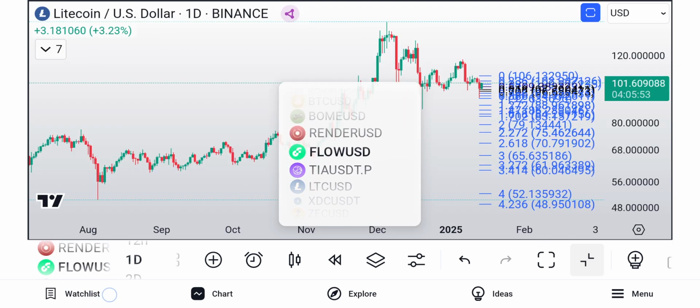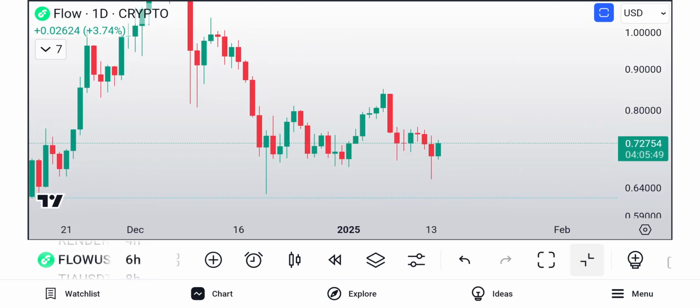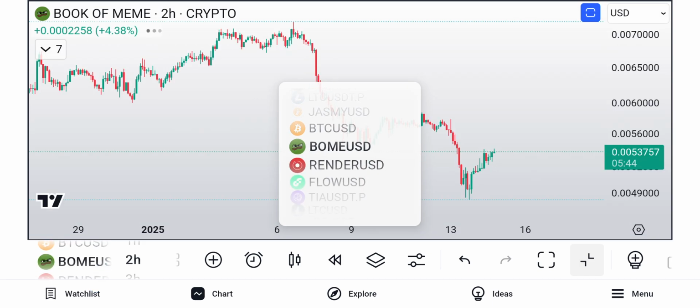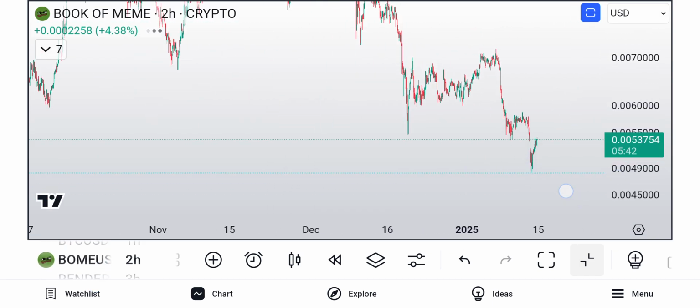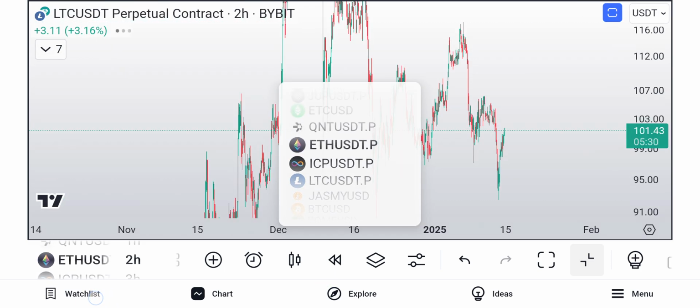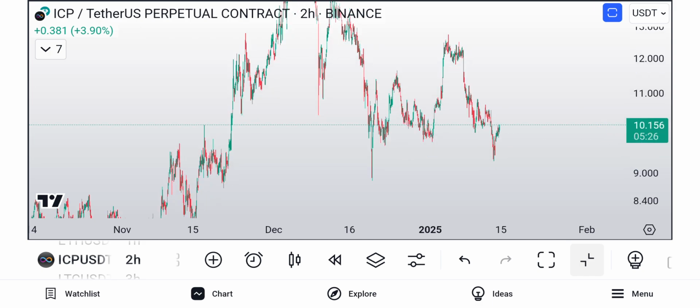Now, for me to buy, what would I need to see? Well, let's take a look here. Let's look at maybe, see, Bohm had a really big crash. I mean, it went all the way down here. So it significantly had a big dump. So maybe that's not such a good example. Let's see, ICP. ICP is a good example.